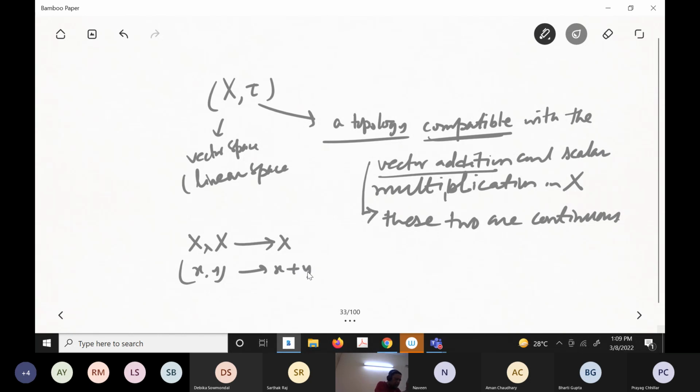A scalar field can also be complex, that doesn't matter, but here you take R. It can be done with that also, I will tell you later. Here I do not need anything other than the vector structure. I do not need any lattice. These two functions, here you have the product topology. These two are continuous.